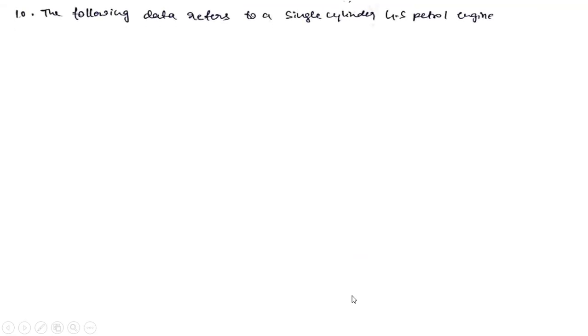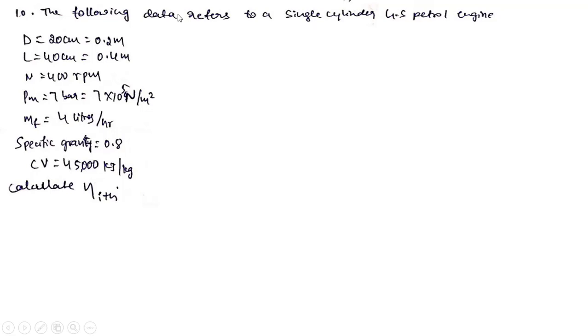So next, let us move to problem number 10. Here they will give some data. The following data refers to a single cylinder 4-stroke petrol engine. The diameter of the engine cylinder is given as 20 centimeter. Convert that into meter, 0.2 meters. L, the stroke length, is 40 centimeter.